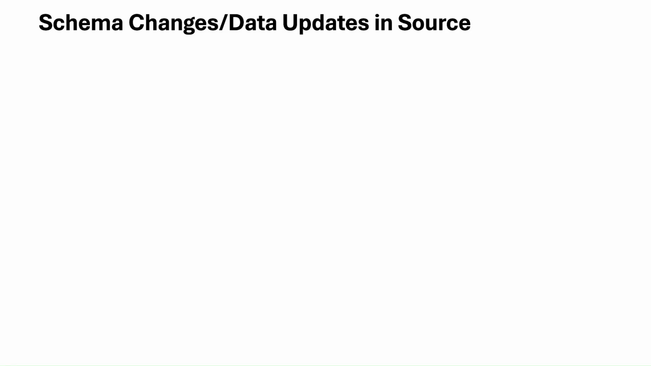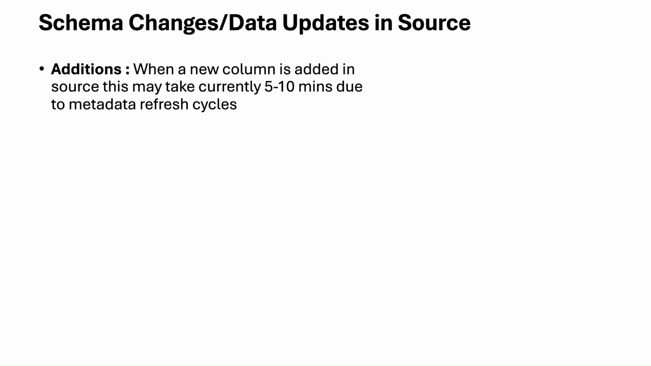So let's understand that, and understanding this is quite critical, because when you are going to choose what kind of architecture you need in production, these things are quite important to understand. So when a new column is added in the source, this may currently take 5 to 10 minutes, again due to metadata refresh cycles. In Fabric there is a metadata refresh cycle concept used to refresh the data, and that can take 5 to 10 minutes.